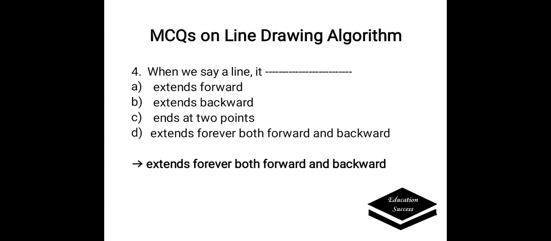When we say a line, it, options are: A, extends forward, B, extends backward, C, ends at 2 points, D, extends forever both forward and backward. Correct answer is D, extends forever both forward and backward.